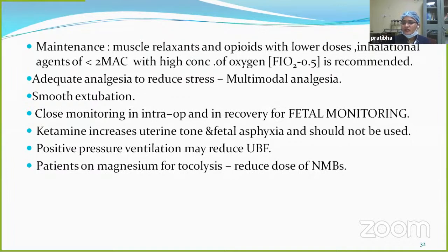Ketamine increases uterine tone and fetal asphyxia, so it should not be used. Positive pressure ventilation may reduce the uterine blood flow. With magnesium for tocolysis, reduce the dose of neuromuscular blocking drugs, as magnesium sulfate prolongs the action of neuromuscular blocking drugs.